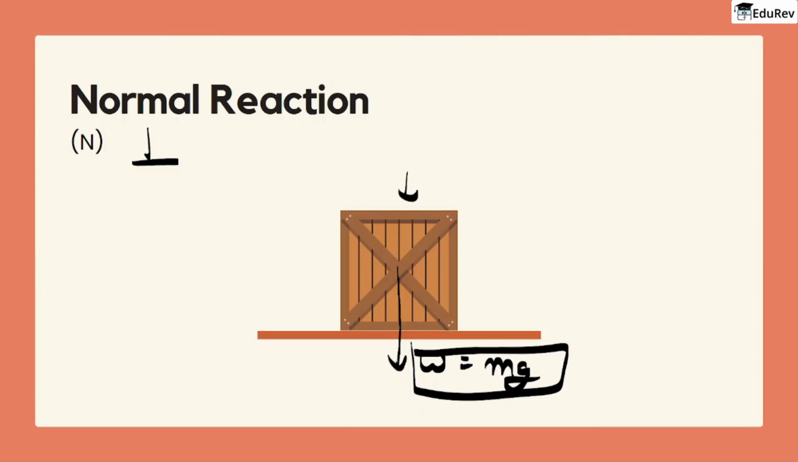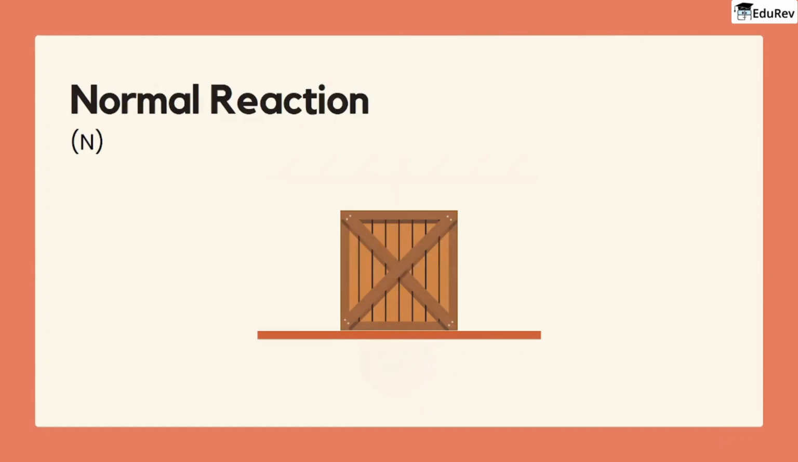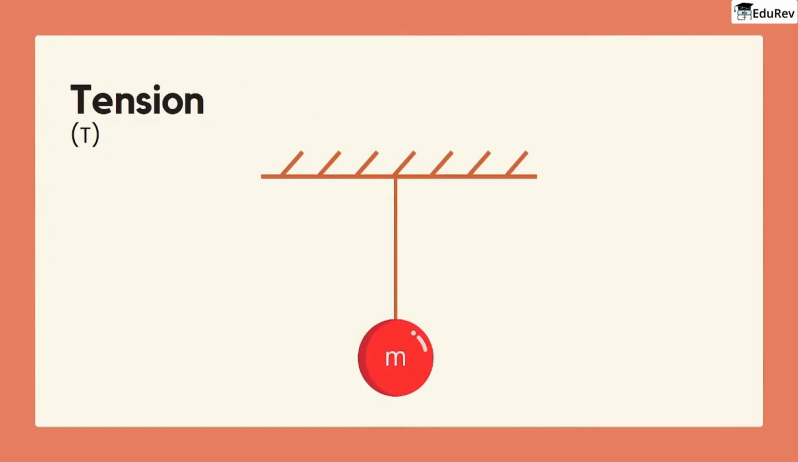Where do you think is this force? Yes, this force must be applied by the ground on the box in this direction. Then only it can prevent the force in the downwards direction. This force is called normal reaction N, and this force is always perpendicular to the point of contact. Always remember this point.